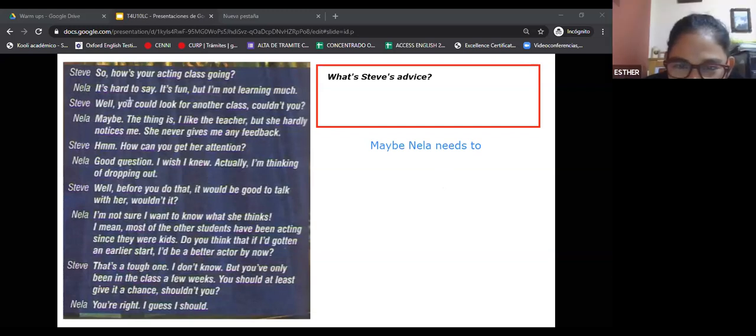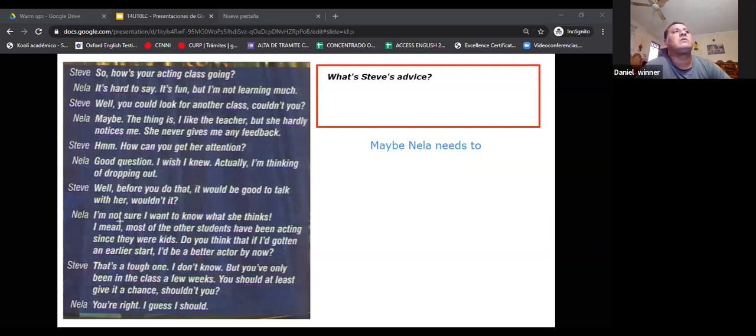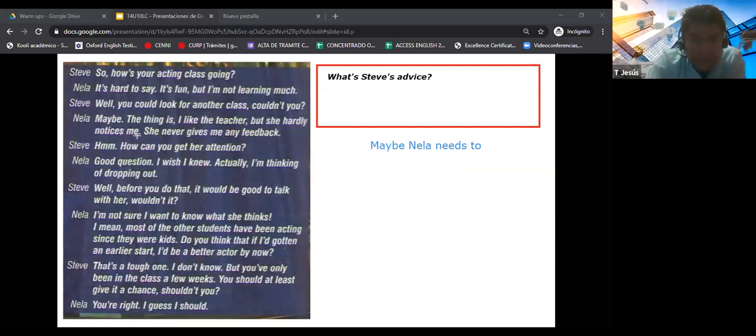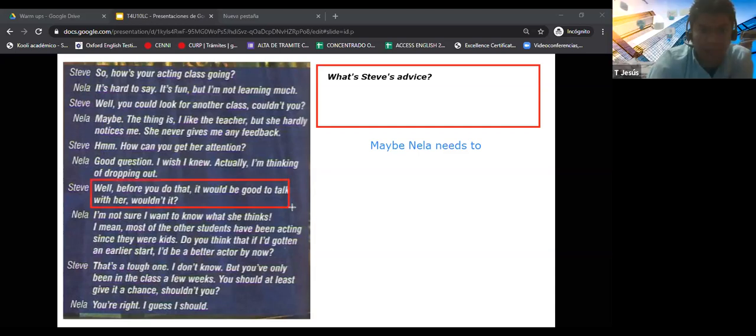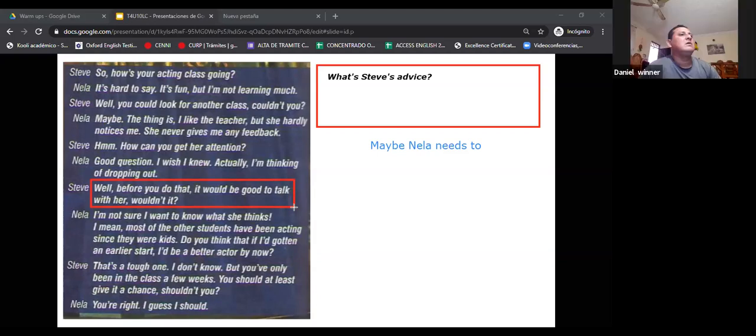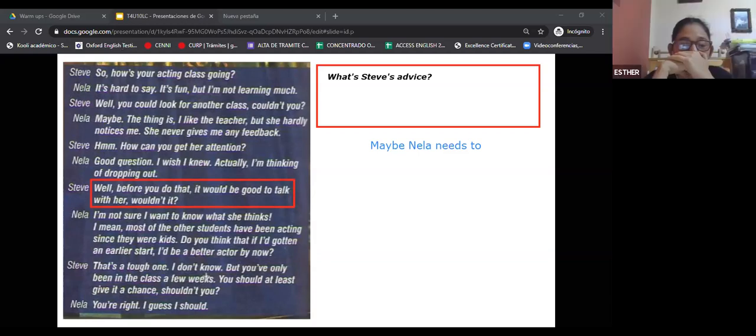Where is it? Yeah. Here, right here. Here's one. There you go. Now, that's one advice. It's a good one. There are two more. Can you find them? Steve says, but you've only been in the class a few weeks. Maybe she needs to give it a chance for more time, no?